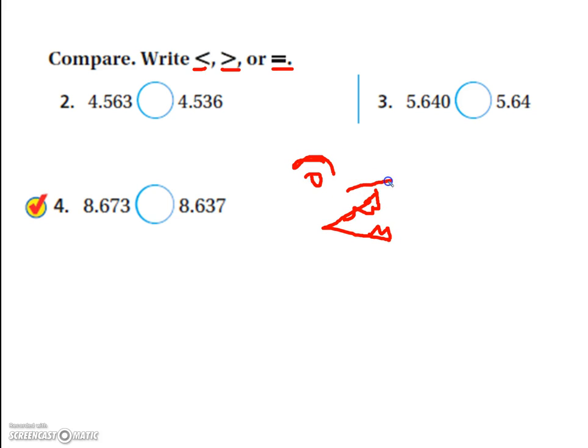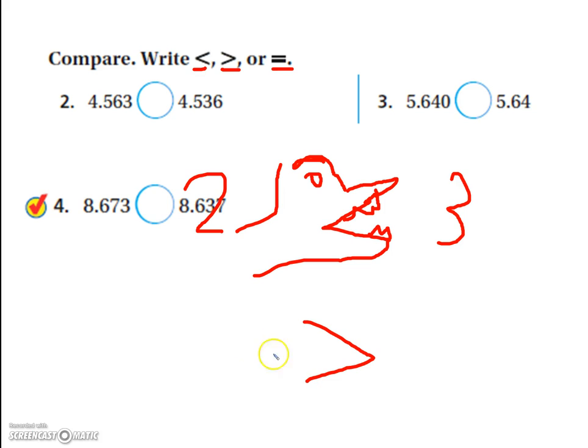No, I can't draw very well. Oh, that's terrible. Okay, so this is like a mouth of an alligator. It wants the bigger number. It doesn't want the smaller number. And it could also go the other direction, like this. It always wants the bigger number. So if you're not sure what the sign should look like, remember that part.